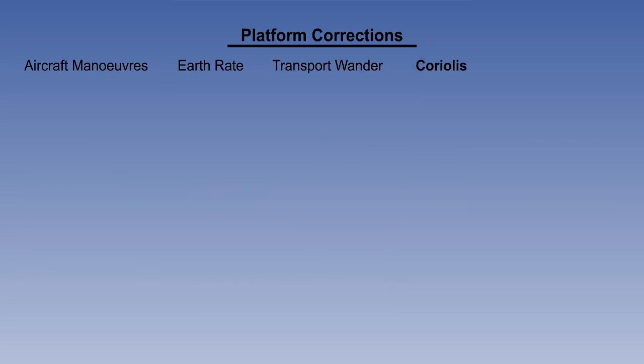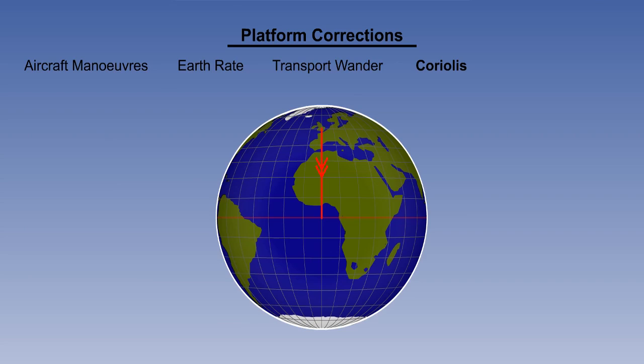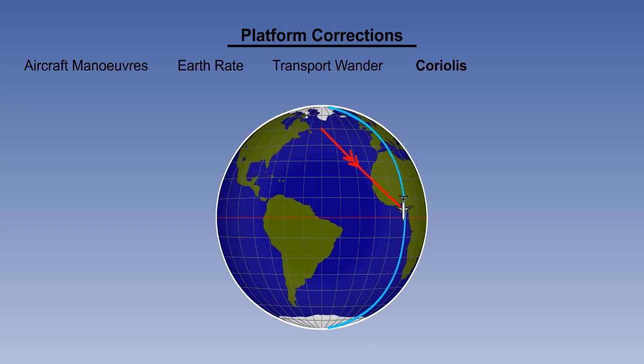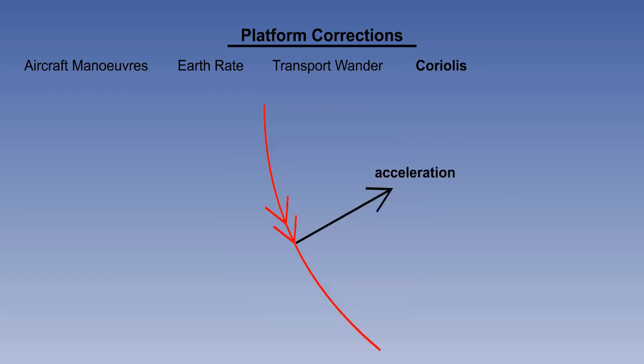The first of our new ones is Coriolis. Here's a simple explanation. You're flying down a meridian towards the equator in the northern hemisphere. Your direction with respect to Earth is due south. But the Earth is rotating. So your track with respect to space is curved. If you're flying a curved path in space, there must be an acceleration into the centre of the curve. This can be calculated and allowed for.